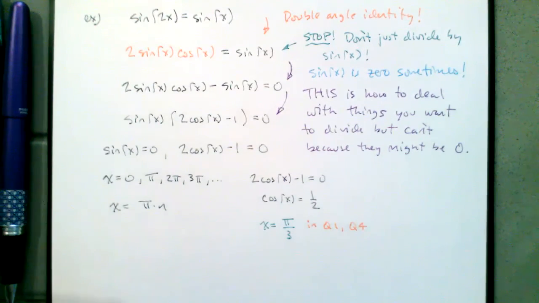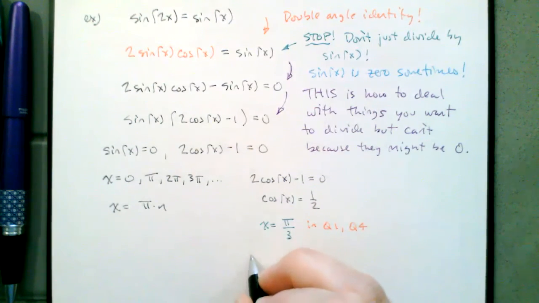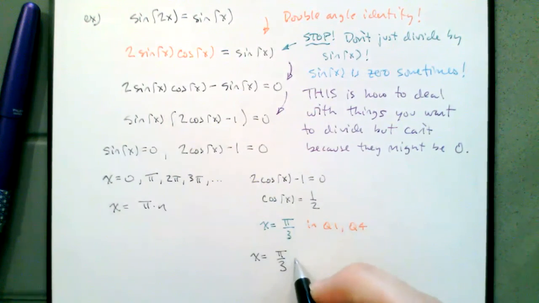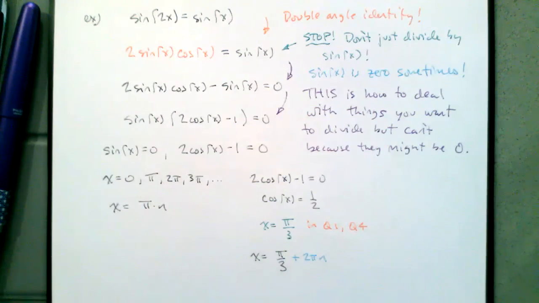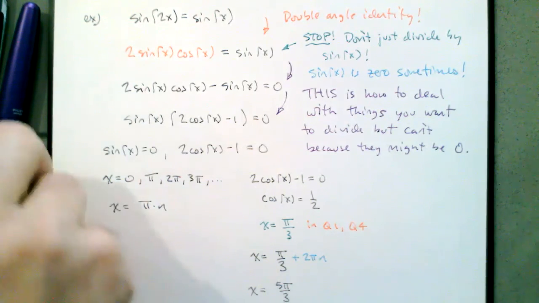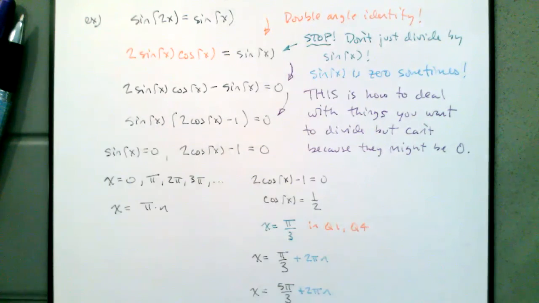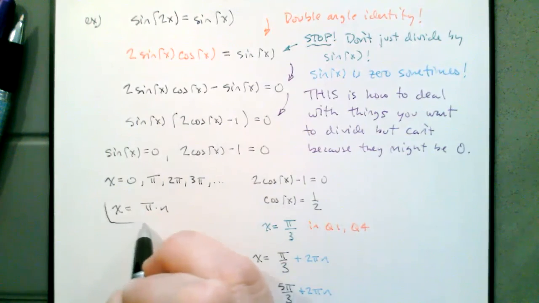So our pi over 3 in quadrant 1 is going to be pi over 3, and then we'll add multiples of the period, plus 2 pi n. Or in quadrant 4, we can write x as 5 pi over 3 plus 2 pi n. So here are our infinitely many solutions.